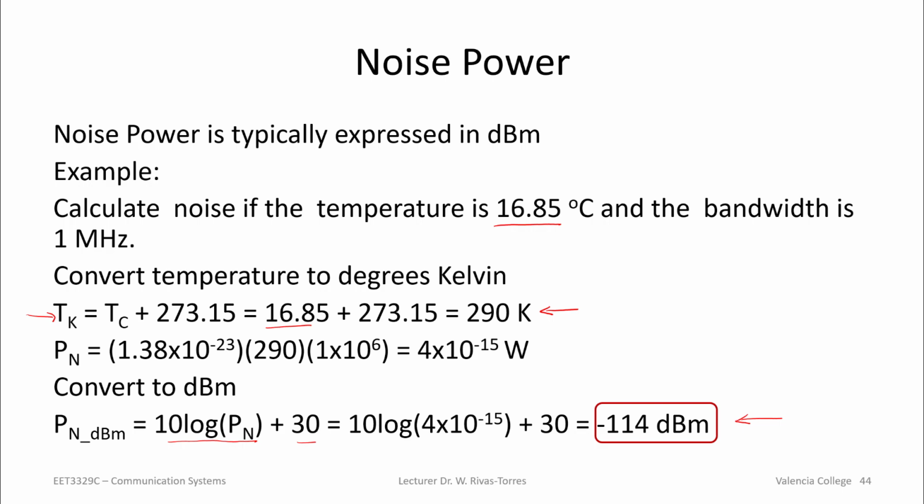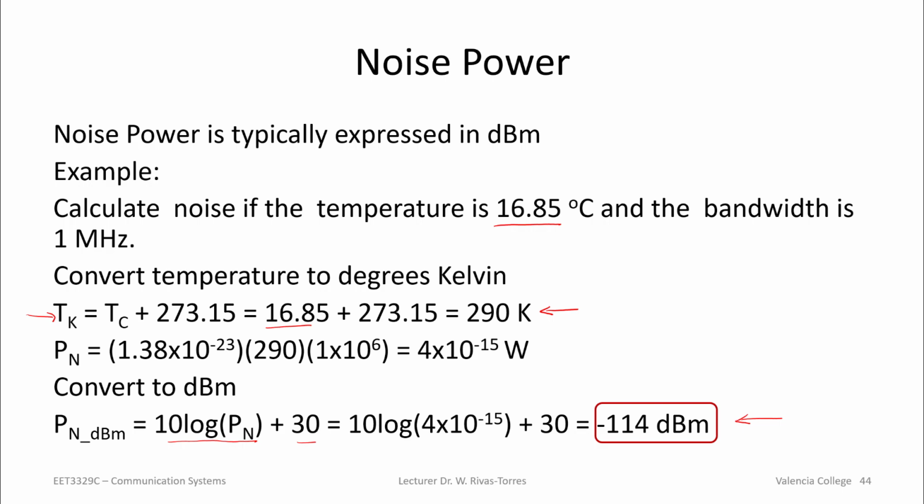Now, in practice, we sometimes say, oh, room temperature, right, 16.85, the noise is minus 114 dBm per megahertz. We measure this in 1 megahertz, right? So it's easy for us to have that as a reference.